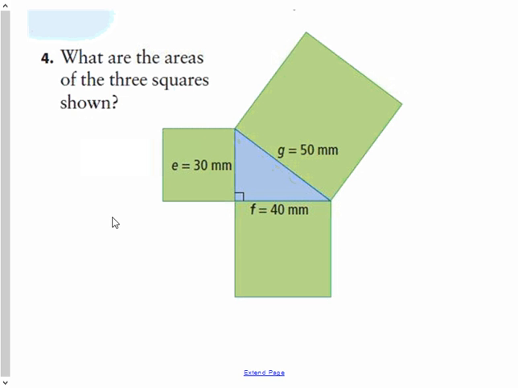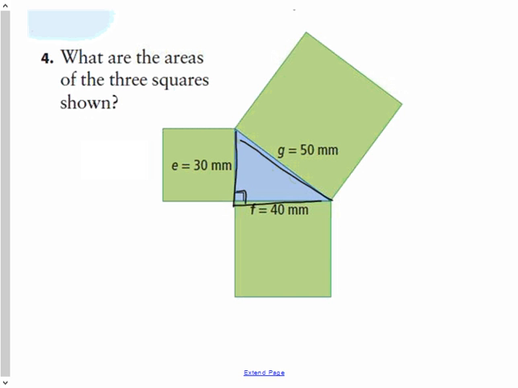Okay, all right. So, grade 8. This is chapter 3.2 on the Pythagorean relationship. This is starting at question 4. It says, what are the areas of the square shown? The reason why this is a question anyway is because this is a right triangle, because it says right here it's a 90-degree angle.